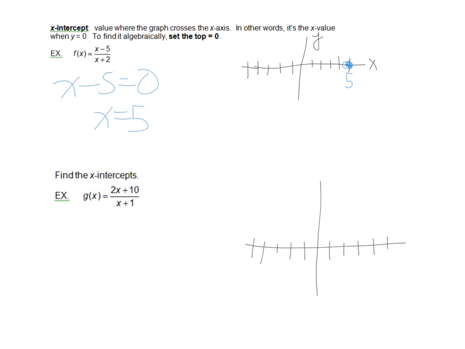Let's do another x-intercept for g of x equals 2x plus 10 over x plus 1. So to find the x-intercept, you set the top equal to 0 and solve. Subtract 10 from both sides and divide by 2. So x equals negative 5. On the x-axis, we go to where x equals negative 5 and put a dot. That's the x-intercept.